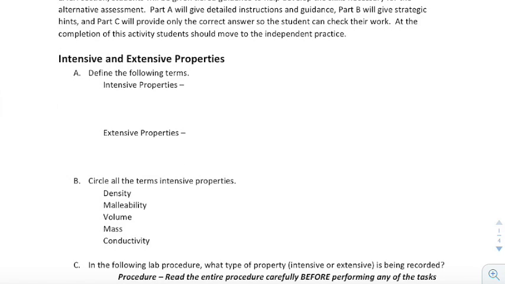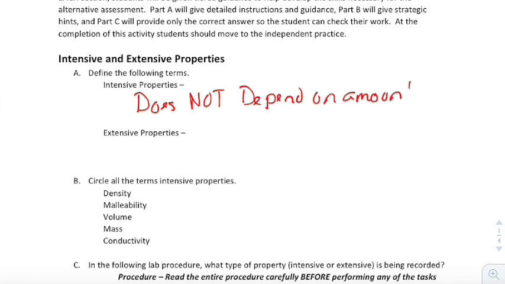But remember, an intensive property is something that does not depend on amount. Okay, so it's things like color, taste, those sorts of things that do not change regardless of how much material is there. So they do not change.